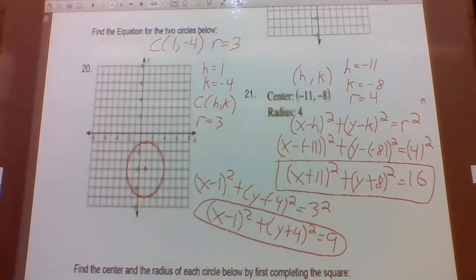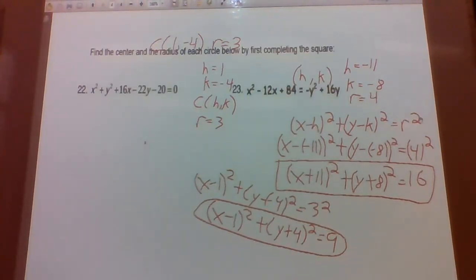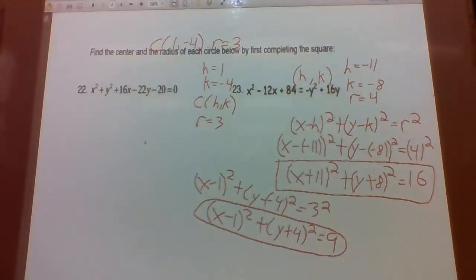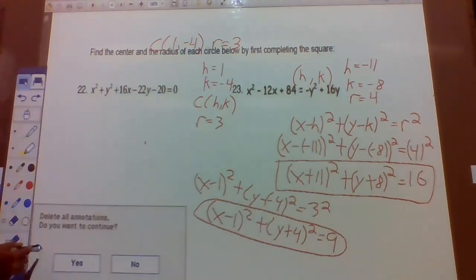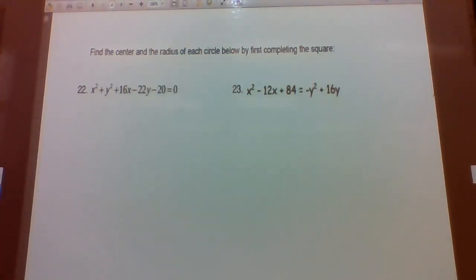All right, so that's it for the material on the test. The last two are going to be the extra credit questions dealing with completing the square. So both of these are completing the square. We want to find the center and the radius of each circle below by first completing the square, and then use the equation we find from completing the square to find the center and the radius.